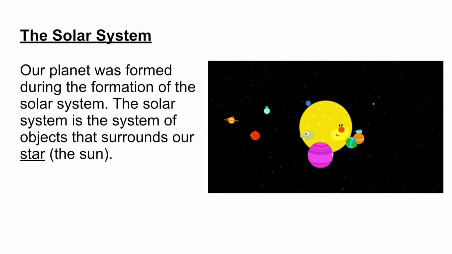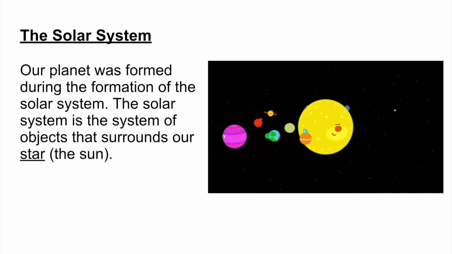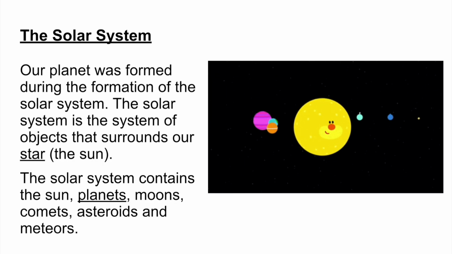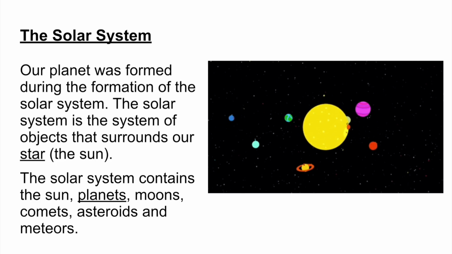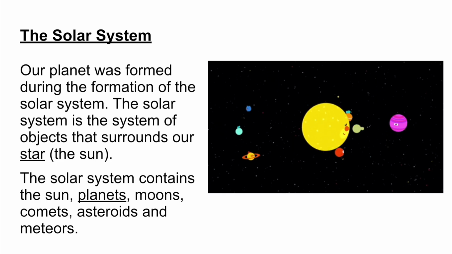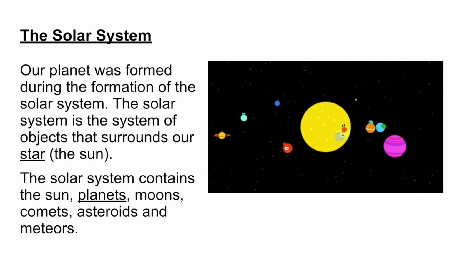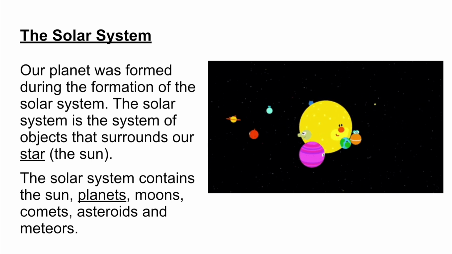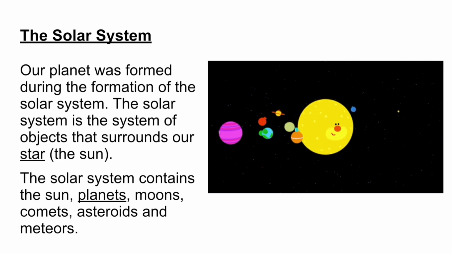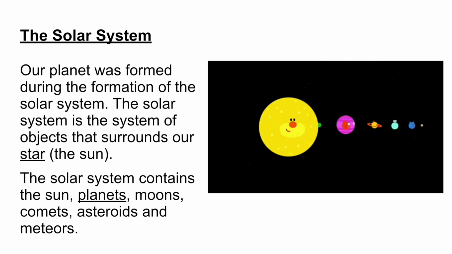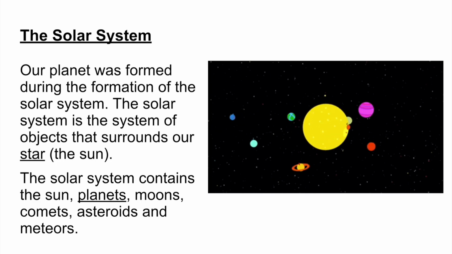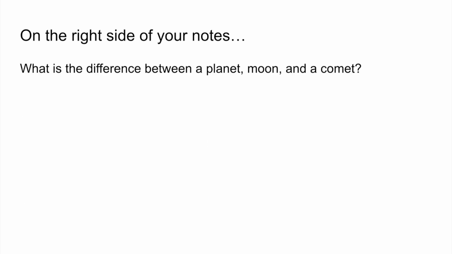The solar system contains the sun and all of the planets, and all of these things that are in the solar system are revolving around the sun, right? That's the main gravitational pull in the center of our solar system. So the solar system contains many different objects, some of which contain the sun, the planets like Earth that we're on right now, moons, comets, asteroids, and meteors.